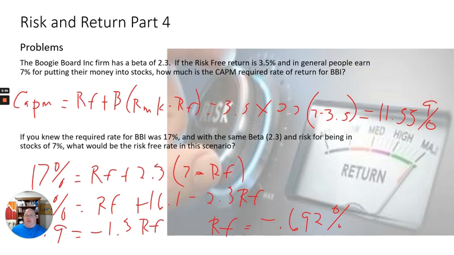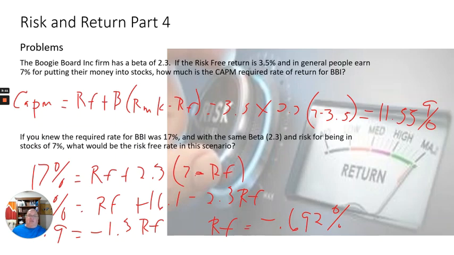All right, so this is the risk and return part that talks about the required rate of return for a firm, and we're going through and using the CAPM equation here. We can show over here that the CAPM is equal to the risk-free rate of return plus beta times the return of the market minus the risk-free.